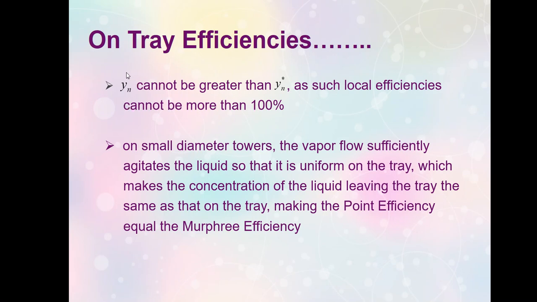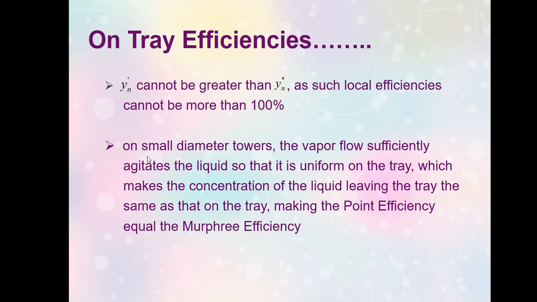The concentration of the vapor leaving a particular point on tray N cannot be greater than the concentration of the vapor in equilibrium with the liquid leaving that particular tray. That's your y sub n asterisk. On small diameter towers, the vapor flow sufficiently agitates the liquid so that it is uniform on the tray, which makes the concentration of the liquid leaving the tray the same as that on the tray, making the point efficiency equal to the Murphree efficiency.